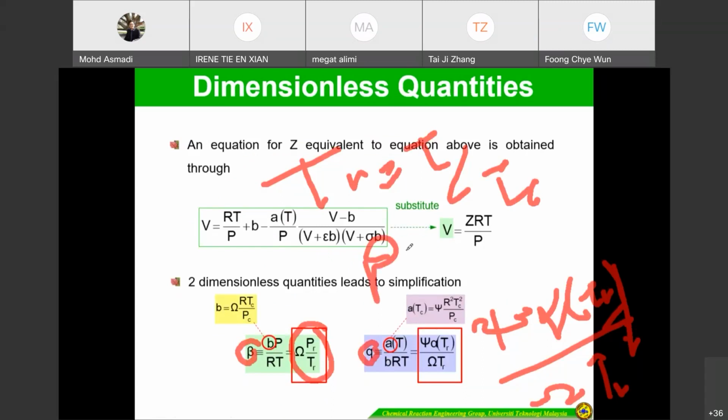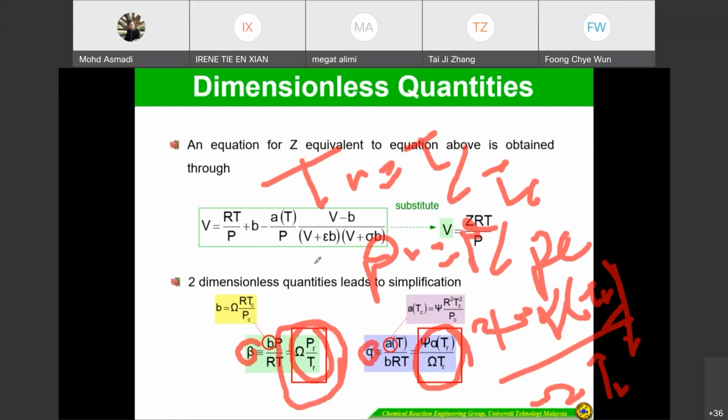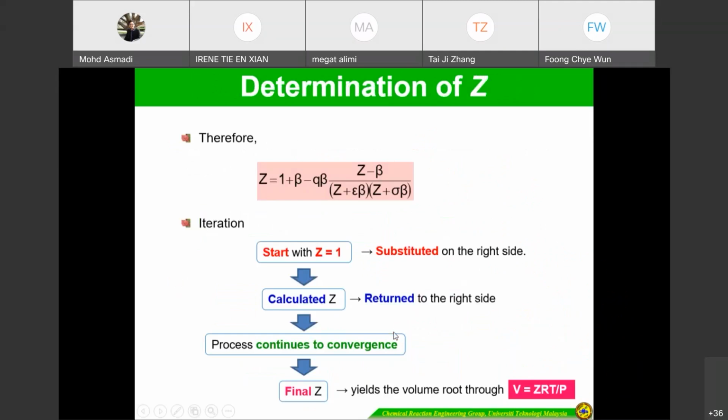Pr is going to be P divided by Pc. Okay, so you have to remember that. Just using this one, the one that I boxed here. Okay, and then beta and q you substitute into this equation. This is only for vapor or gas. Okay, that's why you have to determine the phase first.